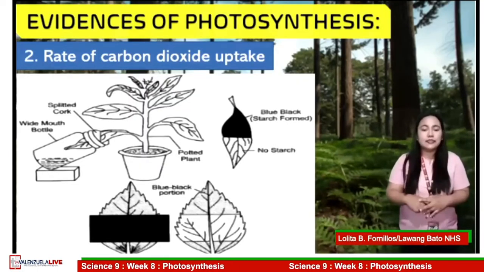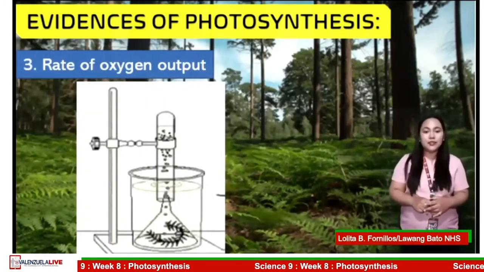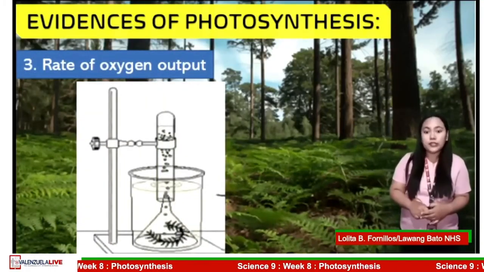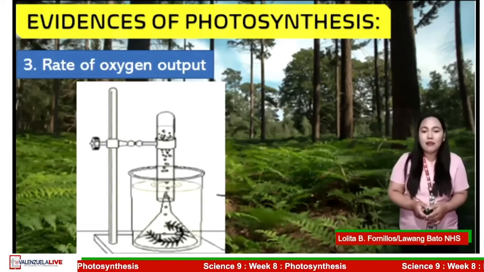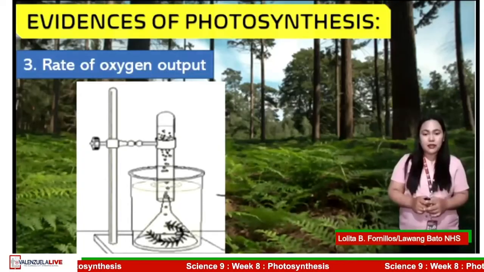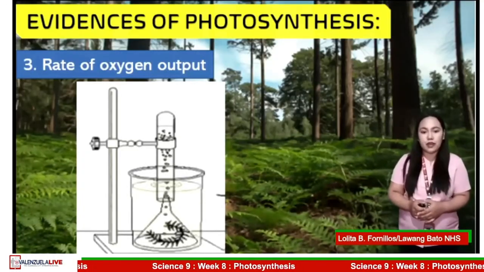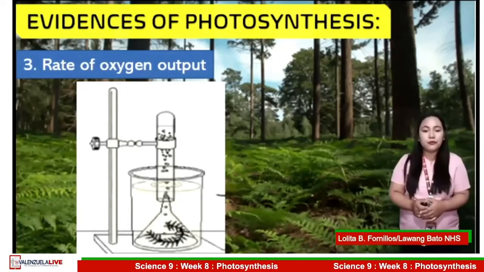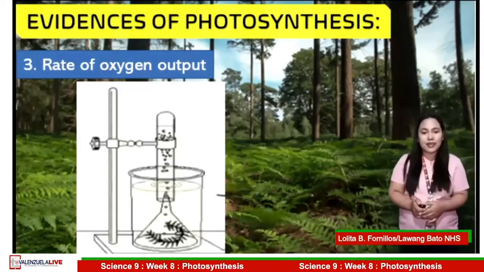The last is the rate of oxygen output. An experiment was conducted using elodea, a water plant, and other laboratory materials. After the process of the experiment, it shows that oxygen is given off as a byproduct during photosynthesis. The bubbles in the picture are the oxygen emitted by the plant.